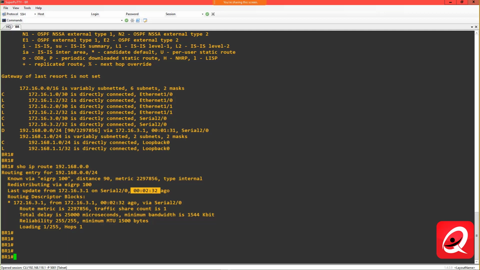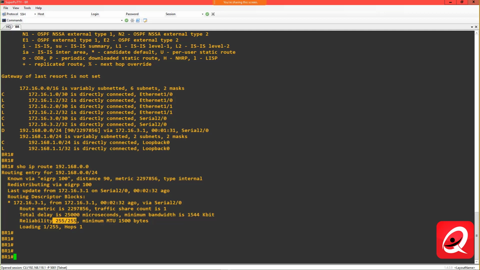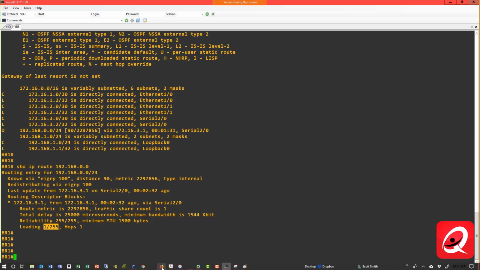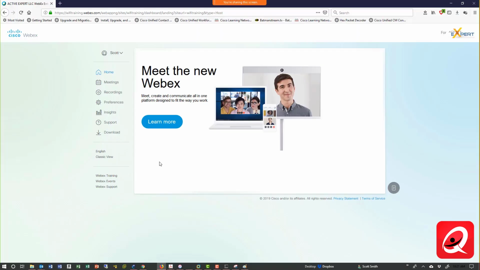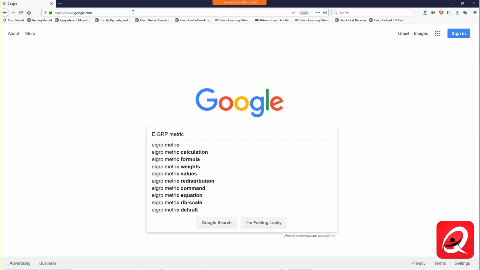And we can see all of the individual pieces that are used to calculate this metric. Total delay is 25,000 microseconds. Minimum bandwidth along the path is 1.544 megabits per second. Reliability is 255, which is the highest level of reliability. MTU is 1500 bytes, and the loading is 1, which is the lowest level of loading that you can have with an EIGRP metric. So several different things that we want to take into account here, but let's first of all take a look at how this metric is calculated. So let me pull up real quick here so I can put this in the diagram and we can reference this. EIGRP metric calculation.